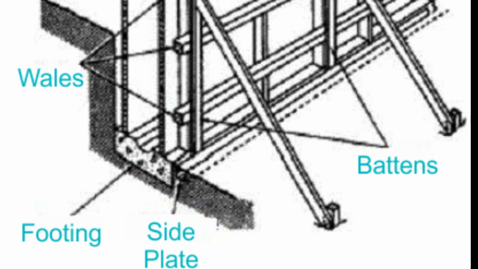Wales. Wales are horizontal propping members that are placed against sheathing to directly resist sheathing pressure. Battens. Battens are vertical members in the formwork which keep cleats and wales upright and in position. Footing. Footing is the bottommost member which supports the entire formwork.